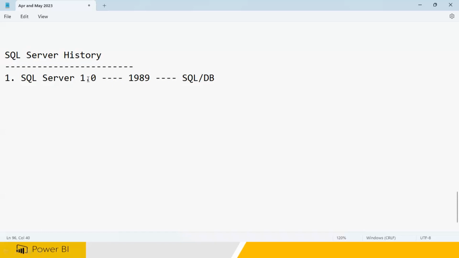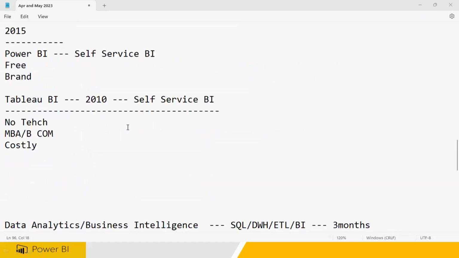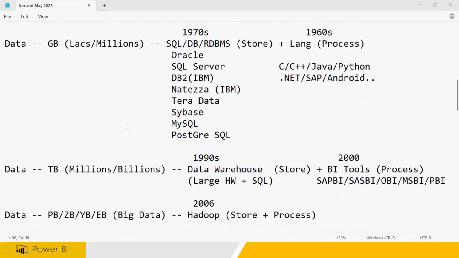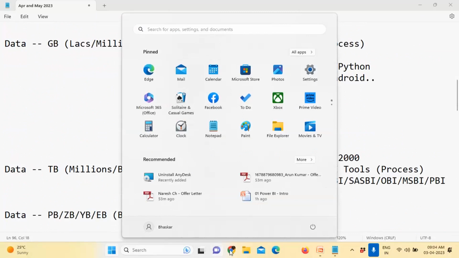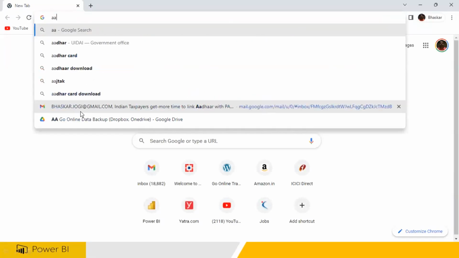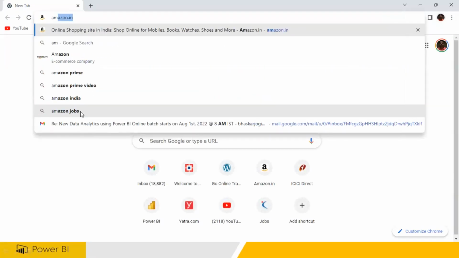Now, this is very, very important. Without data, the IT industry is not going to work. Maximum business data will be available in these softwares only. For example, you go to Amazon.com. Okay, I go to Amazon today.